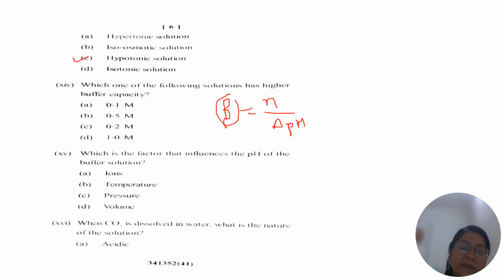Since buffer capacity is directly proportional to the concentration of the acid or base, as you increase the concentration, the buffer capacity will increase. So out of these, the highest concentration is 1M, so the answer will be 1M.